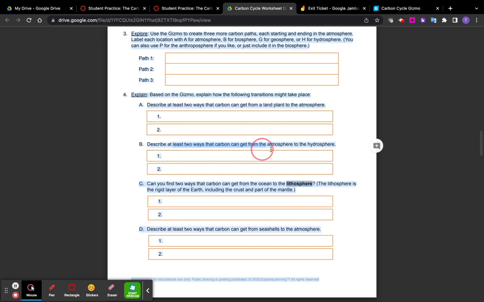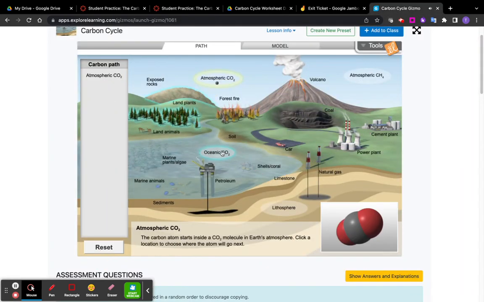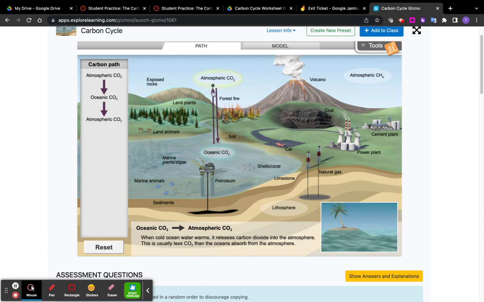And then you're going to do the same thing for the rest of this. It says, talk about two ways it gets from the atmosphere to the hydrosphere. You might have to click around. You might have to hit reset. Let's bring it to the hydrosphere. Good, it's in the ocean. How can it get back to the atmosphere? Well, from the ocean, we know it can exist as dissolved CO2. Boom, back to the atmosphere.